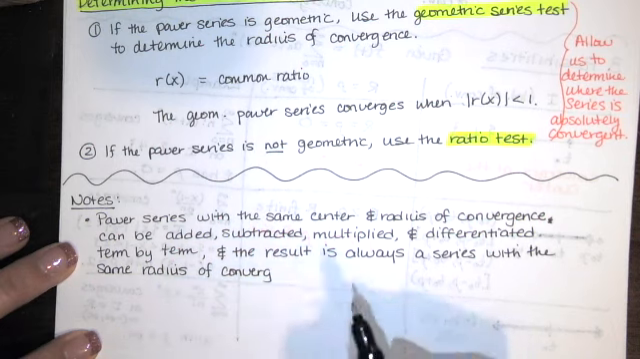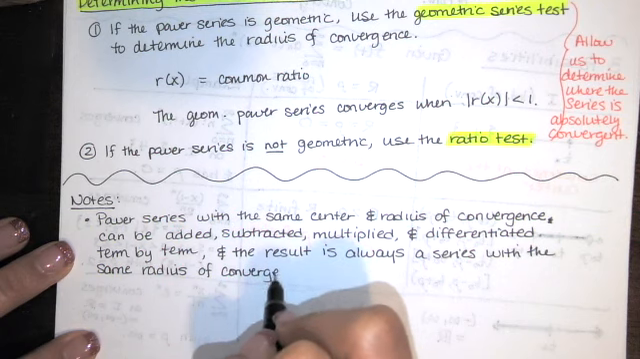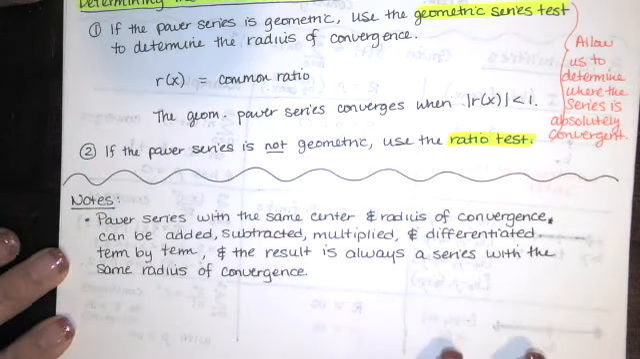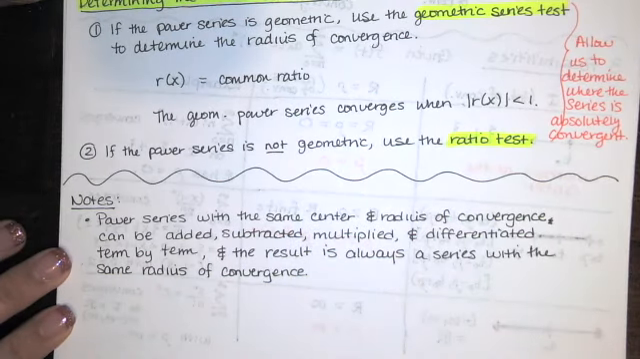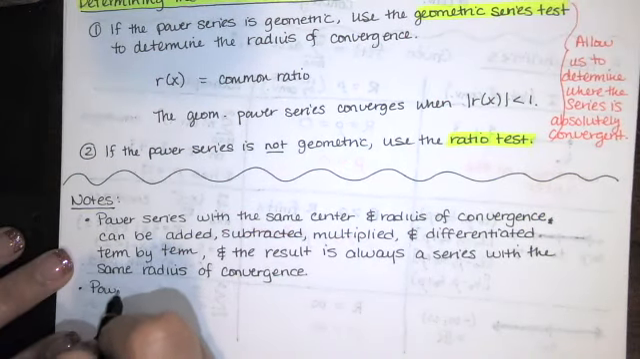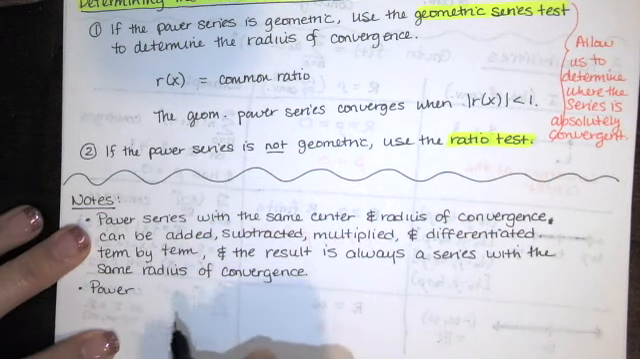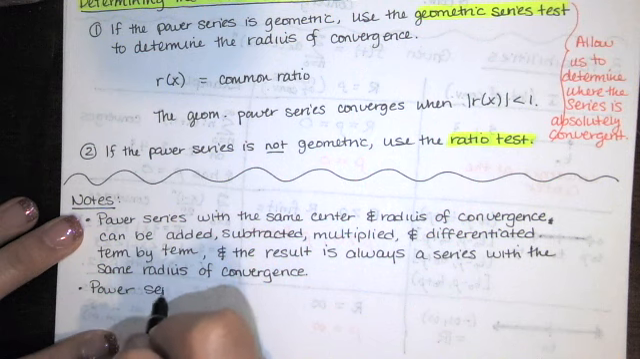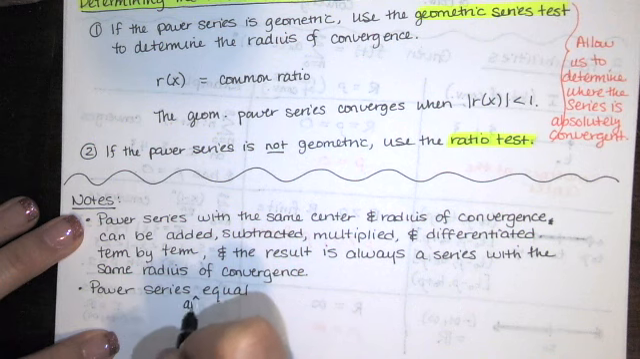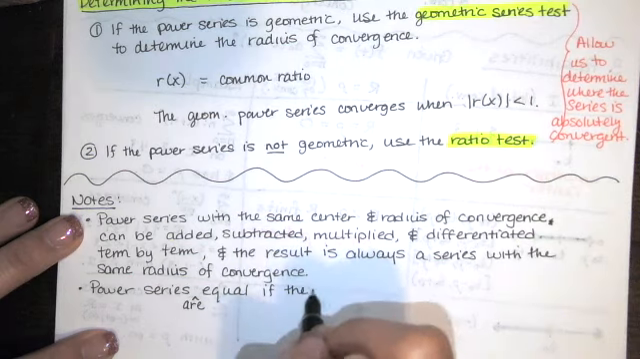Now, the convergence may differ at the endpoints of that interval of convergence, but it's not our primary concern here. We just want to know, when can we add these, subtract them, multiply them, and differentiate them? When they have the same center and radius of convergence, you can. Another fact that will come in handy is the fact that power series are equal if they have the same coefficients.